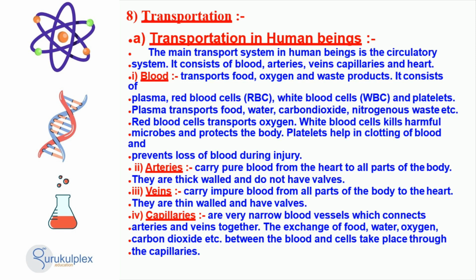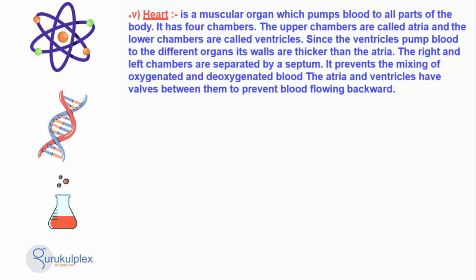Arteries and veins transport either impure or pure blood to and from the heart, and capillaries are narrow blood vessels connecting arteries and veins that allow the exchange of oxygen, food, water and other molecules between the blood and cells. The heart is an organ that pumps blood to the body.